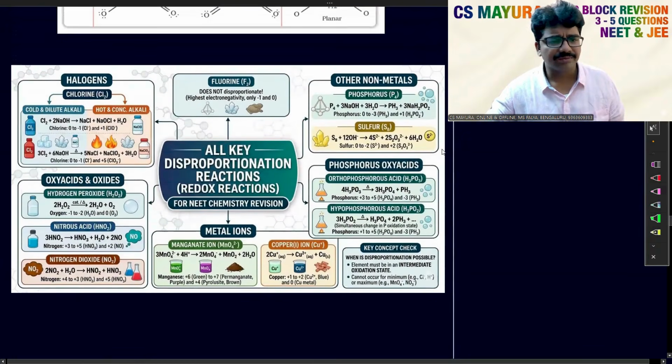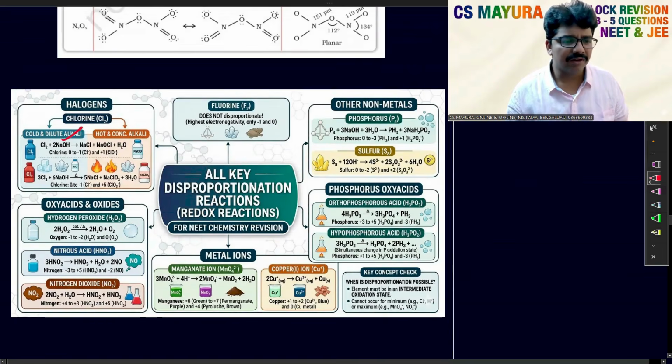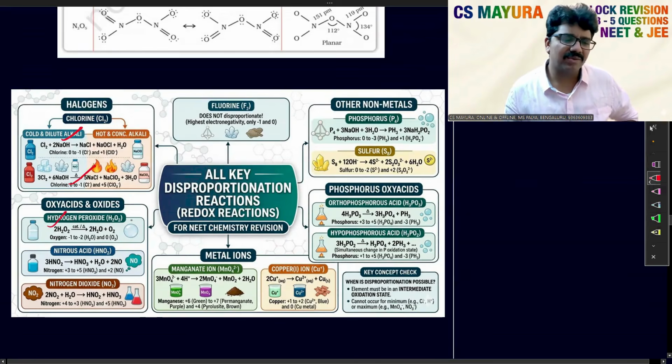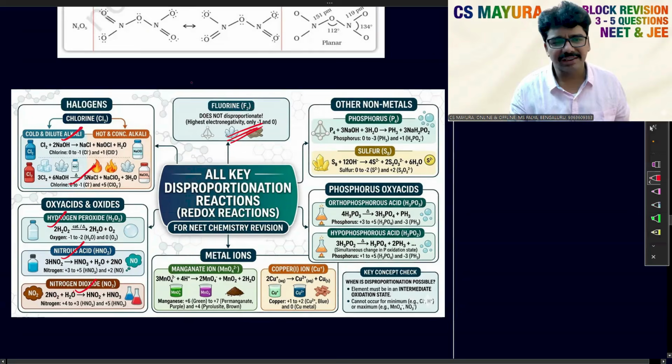And the last topic is disproportionation reactions. Chlorine with cold and dilute sodium hydroxide, disproportionation. Chlorine with hot and concentrated sodium hydroxide, disproportionation. Hydrogen peroxide decomposition, disproportionation. Nitrous acid decomposition on heating, disproportionation. And when NO2 is dissolved in water, it gives HNO2 and HNO3, that is disproportionation. Next, fluorine does not disproportionate.